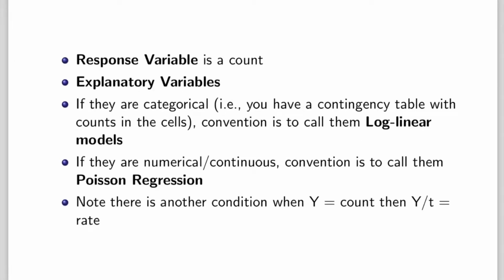For a Poisson regression for counts, our response variable is a count, and our explanatory variables have two conditions. First, if they're all categorical, for example, you have a contingency table with counts in the cells, we convert this into a log linear model. Second, if they're numerical or continuous, we convert it to a Poisson regression. Note here, in this video, we only talk about count data, but when the response variable is divided by time t, it can also be called the rate, which is another condition.